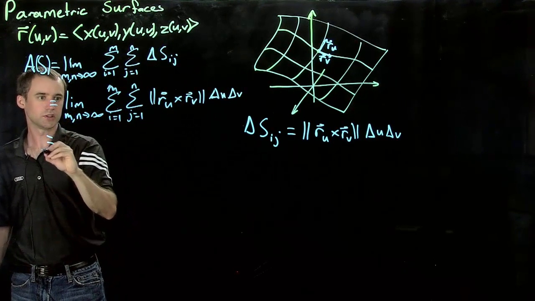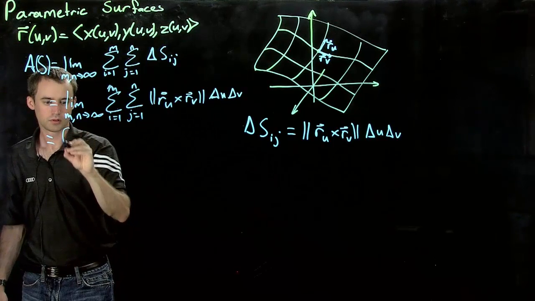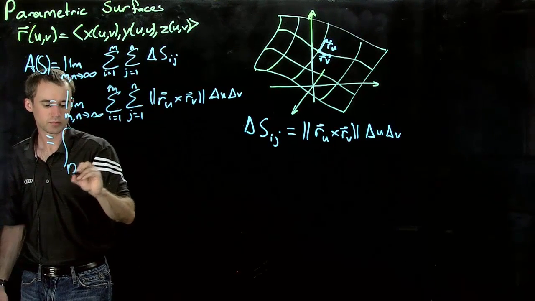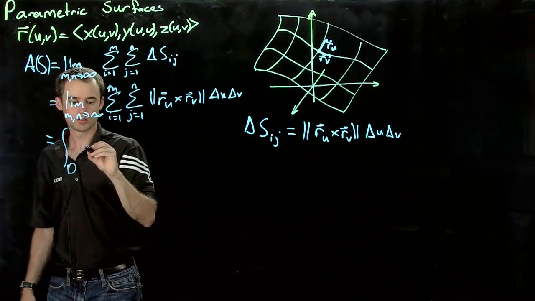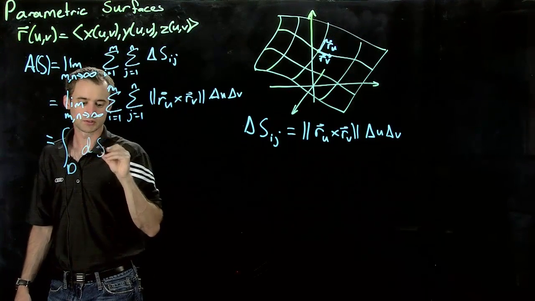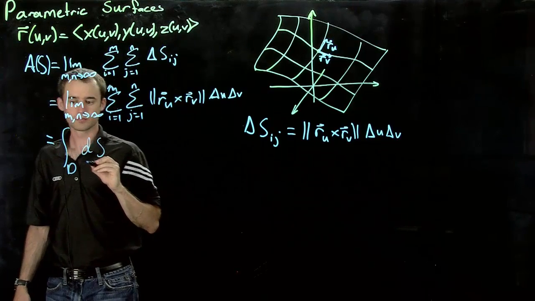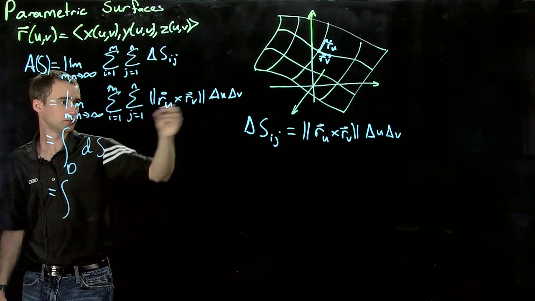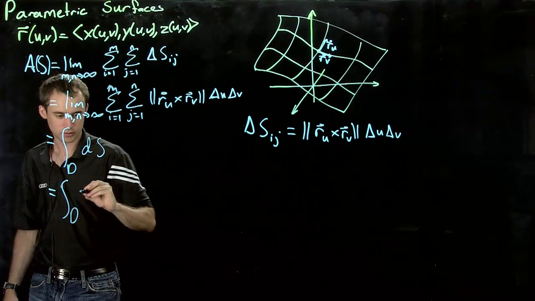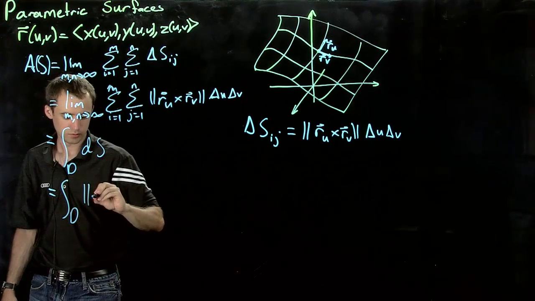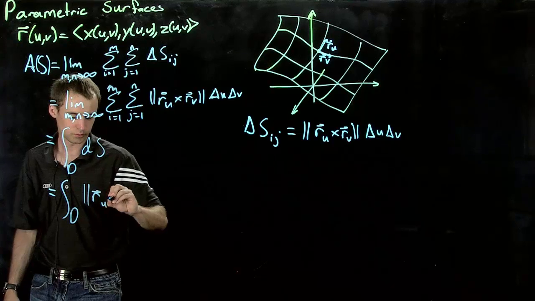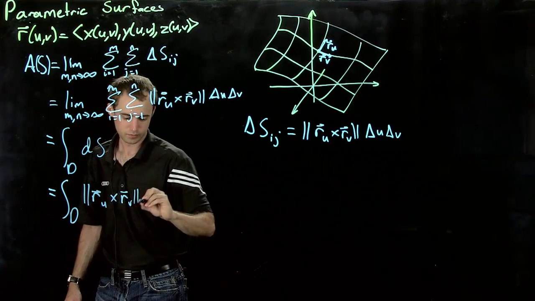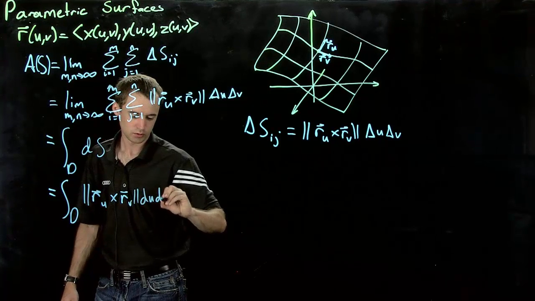Now in the limit, this is equal to the integral over the domain of dS. Now dS just so happens to be equal to this part. So this is the integral of the magnitude of Ru cross Rv du dv.